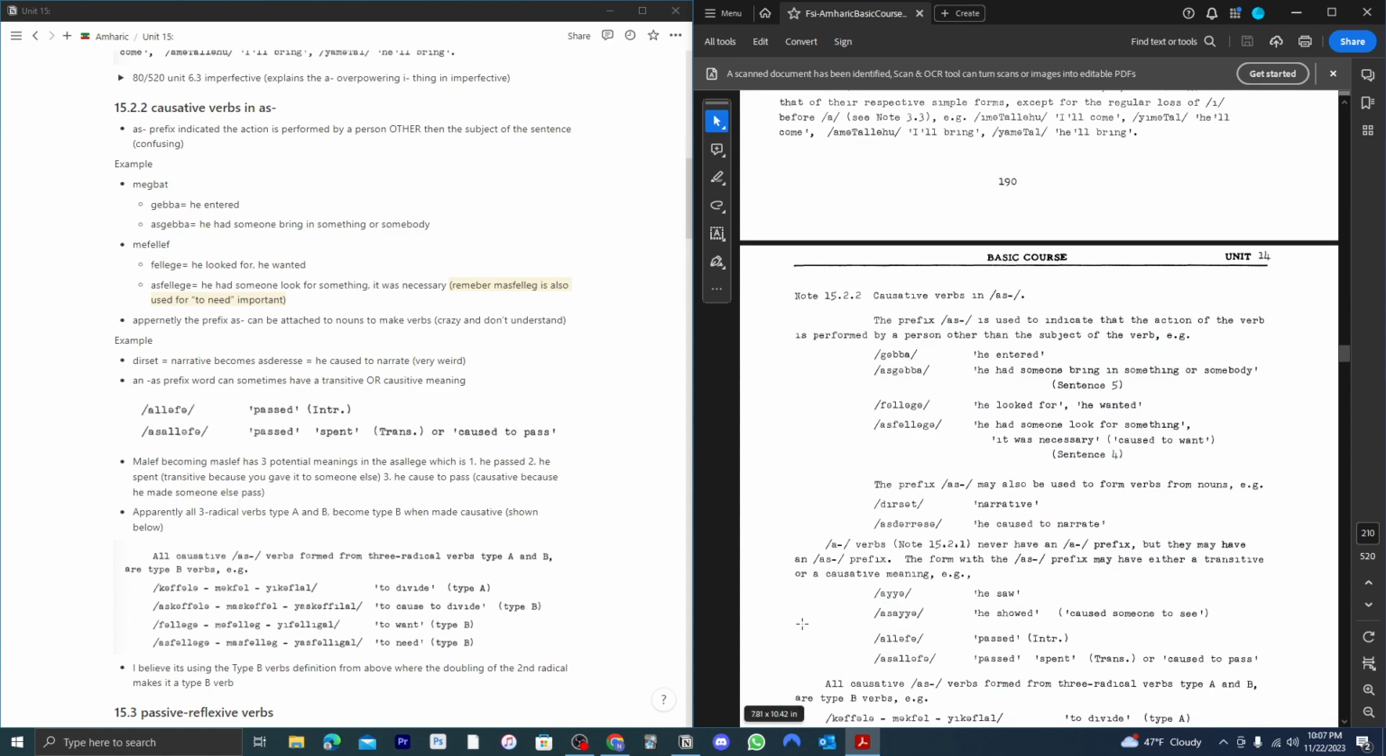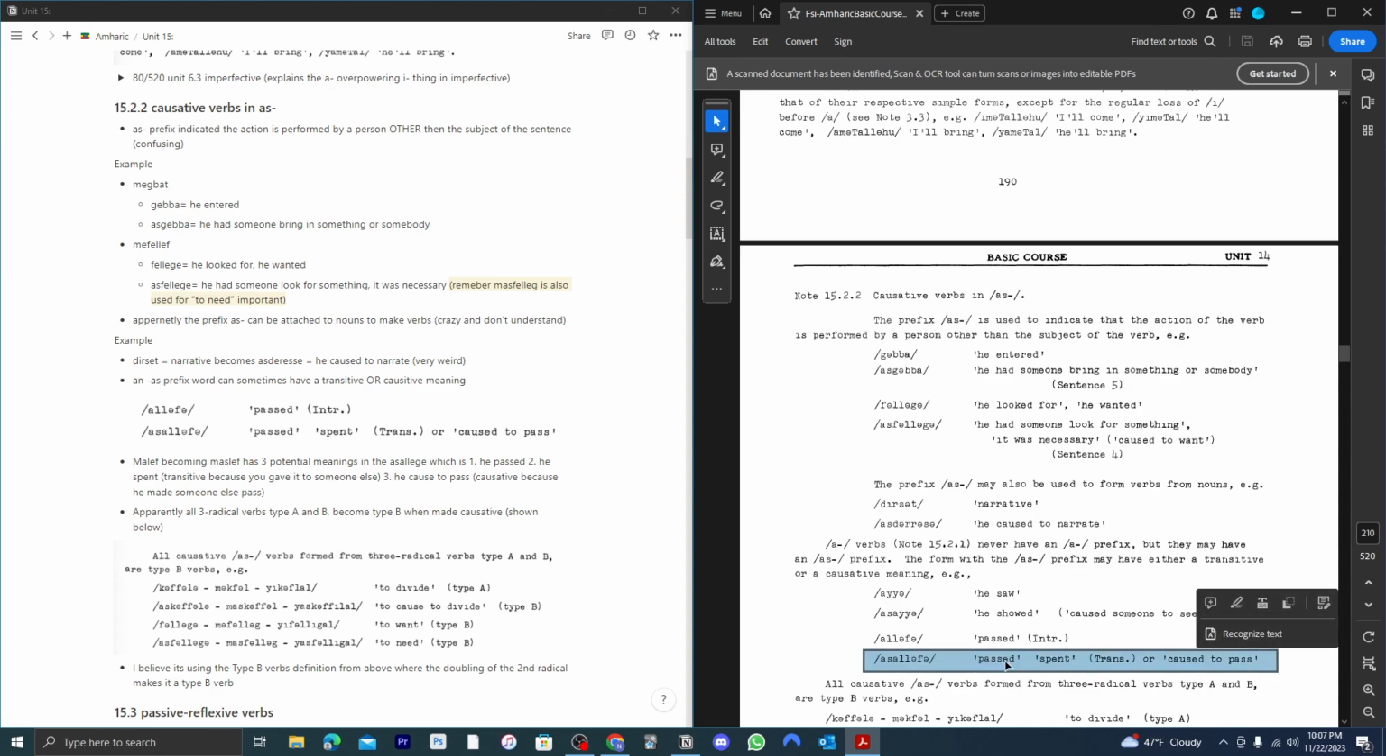Maybe Malef is a better example. So Malef would be here. Aleph is he passed, right? I don't know what it's supposed to be indicating, but Masalef is to cause to pass. It actually has three potential meanings for Aselefe.